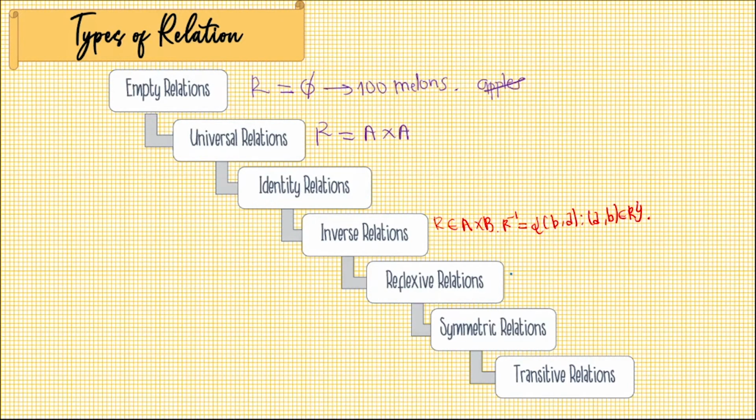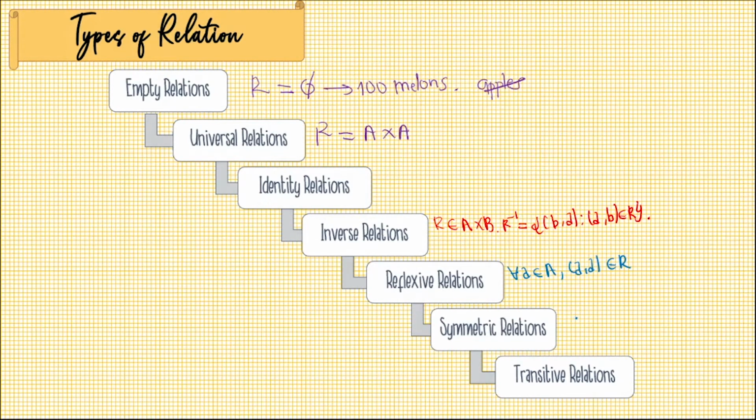Fifth is reflexive relations. A relation is a reflexive relation if every element of set A maps to itself. That is, for every a, the pair (a, a) is an element of relation R.